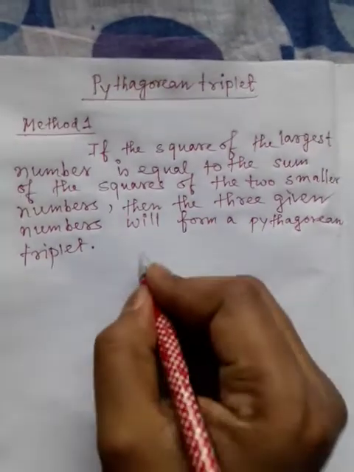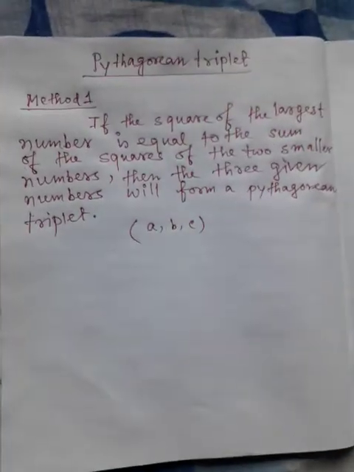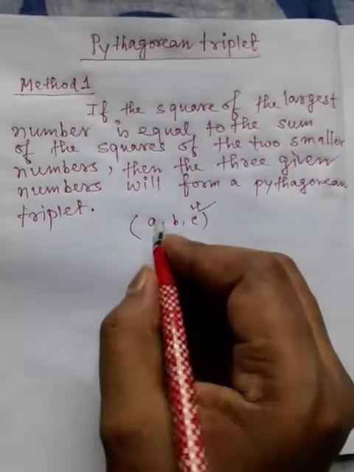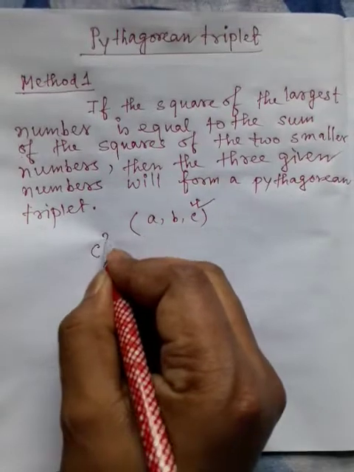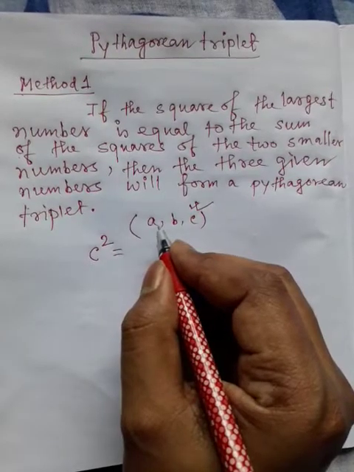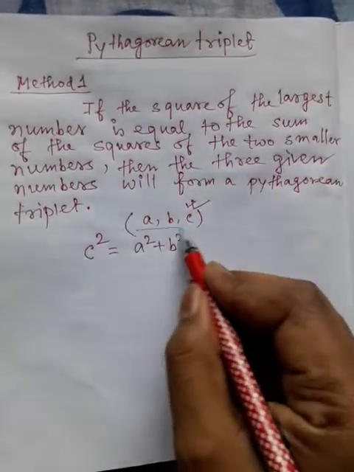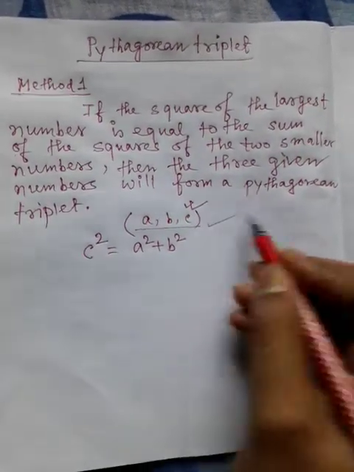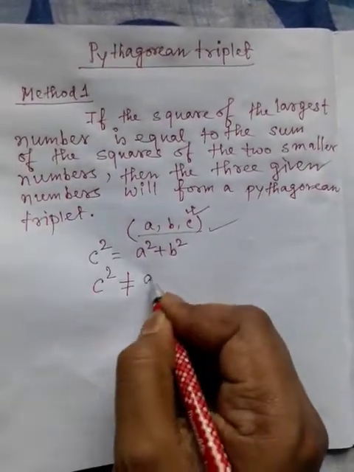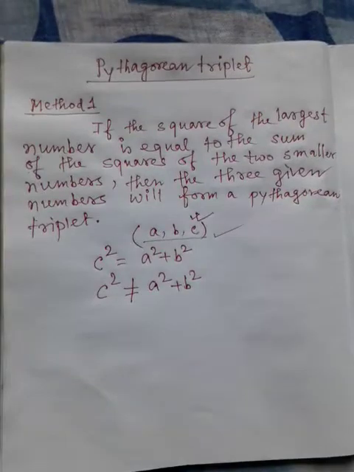Now, how to apply this? For example, if we consider three numbers, say A, B, and C, and C is the largest. Then, if these three numbers satisfy C square is equal to the sum of the squares of the two smaller numbers, that is A square plus B square, then these three numbers A, B, C will form a Pythagorean triplet. And if C square is not equal to A square plus B square, then these three will not form a Pythagorean triplet.